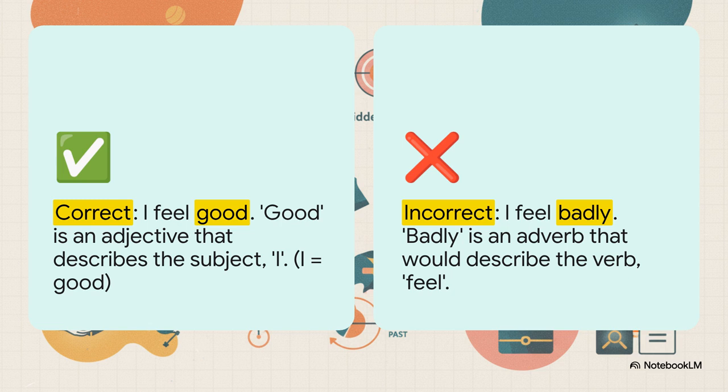But if you say I feel badly, you're using an adverb. And what do adverbs do? They describe actions. But there's no action here. You're not describing how you perform the act of feeling. You're describing your state of being.